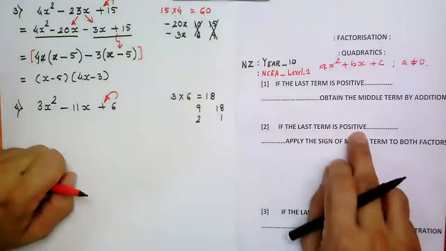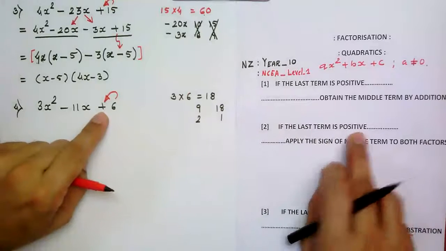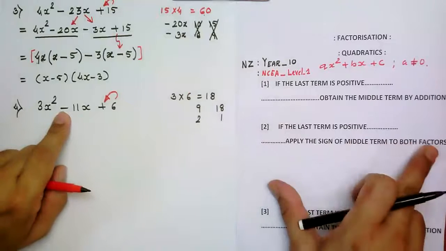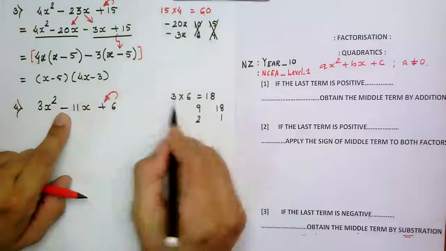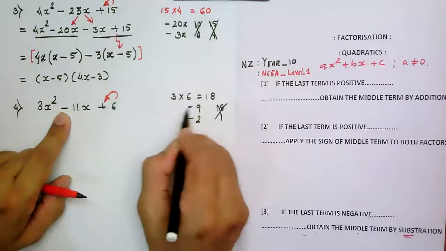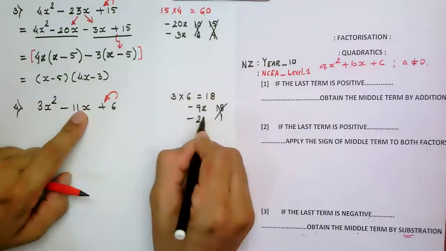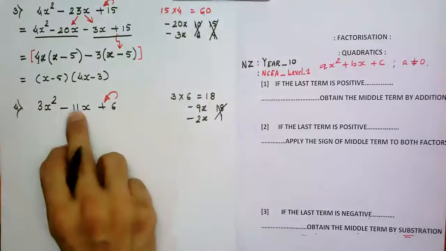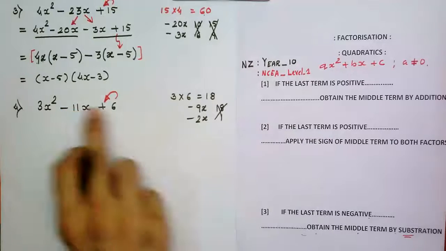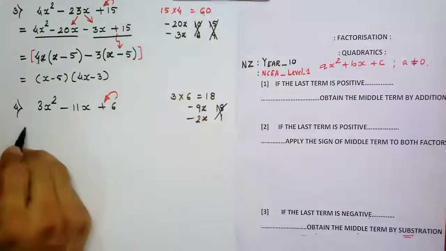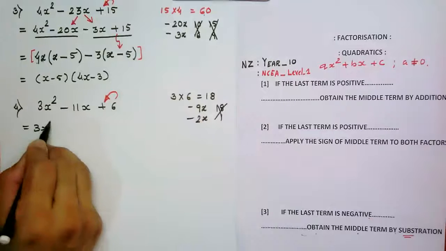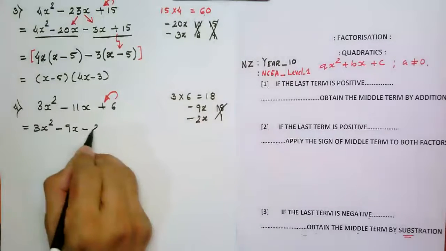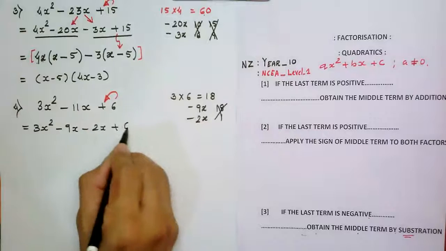Now the second rule. If the last term is positive, apply the sign of middle term to both the factors. And use this x. Minus 9x and minus 2x is minus 11x. So this minus 11x can be replaced by these two. So 3x squared minus 9x minus 2x plus 6.